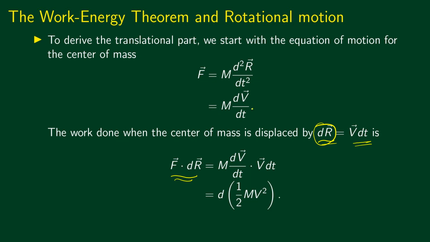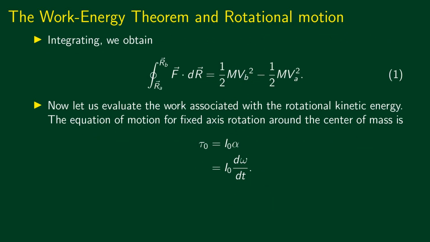Here we write dr vector as v vector dt. This is the trick that we are familiar with by now. Now you can immediately write this as the derivative of half mv squared. We have already seen this in our previous classes, so I won't explain it. You can check it.